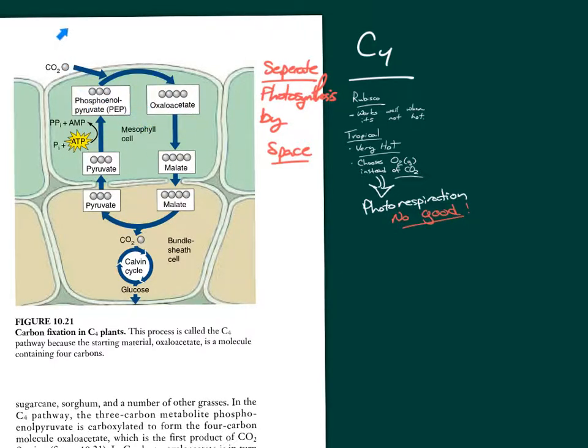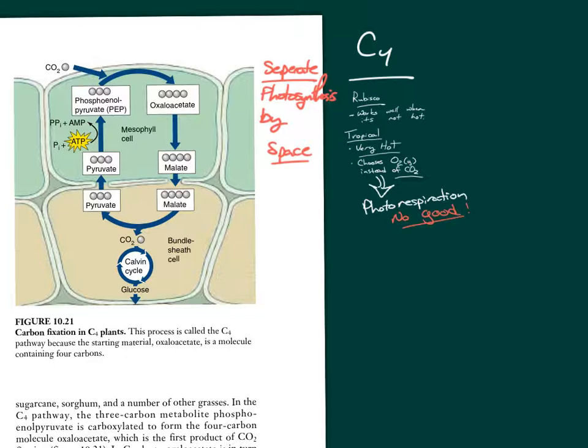The oxygen's leaving through the stoma, no problems. There's very little oxygen down in here and a lot of CO2, so no matter how hot it is, Rubisco's right here taking the CO2 and putting it into the Calvin cycle. Rubisco can't choose oxygen because there isn't a lot of oxygen.